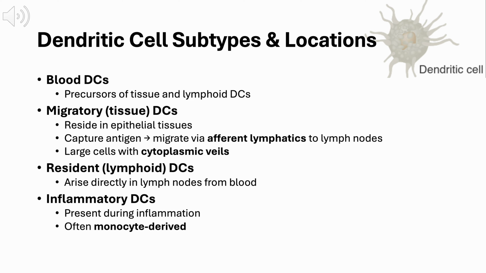Finally, inflammatory dendritic cells appear primarily during active inflammation and are often derived from recruited monocytes. Together, these populations allow antigen detection in tissues and efficient delivery of that information to the adaptive immune system.